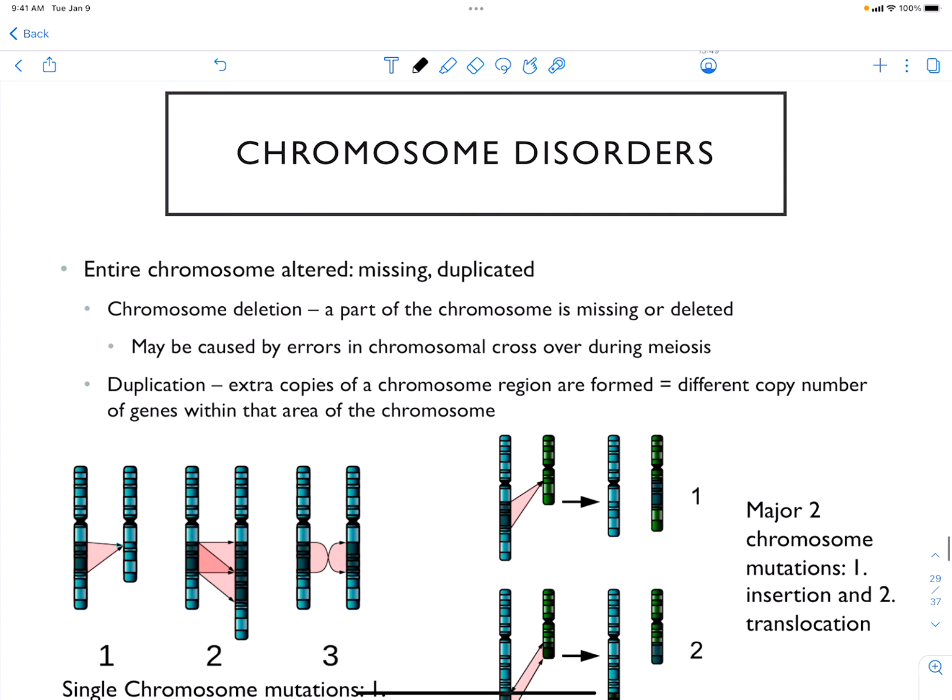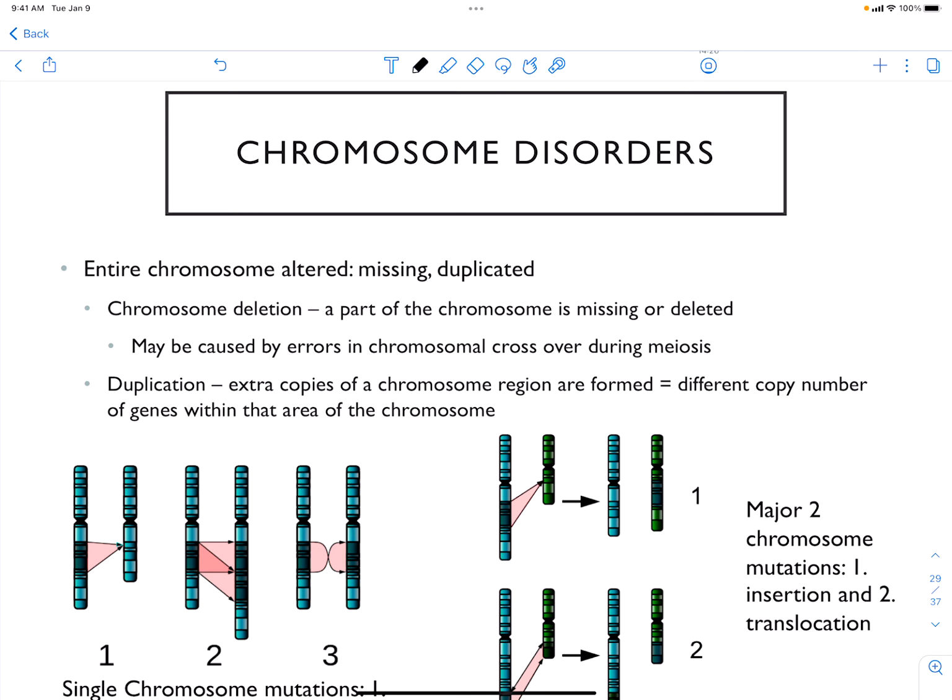So for our chromosome disorders, we're going to have the chromosome be altered. And you can have this alteration as a missing chromosome, so you can have a completely lost chromosome, or you can have some part duplicated or deleted. A chromosome deletion is where part of the chromosome is missing or deleted, and this is thought to be caused by errors during crossover, during meiosis. You can also have duplication, too much information. You have duplication of an entire chromosome, or you have duplications of sections of chromosomes.